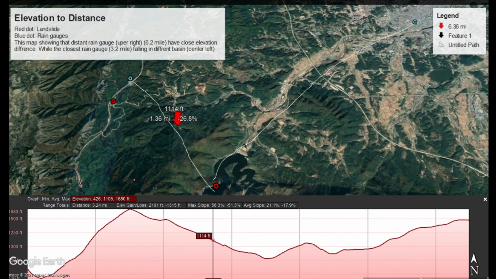Here is the example about the distance, the elevation to distance. If you look here, this is coming from Google Earth, and consider those red dots as the landslides. So you can just plot it and you can see. Now those blue dots represent the rain gauges. Good. All right.